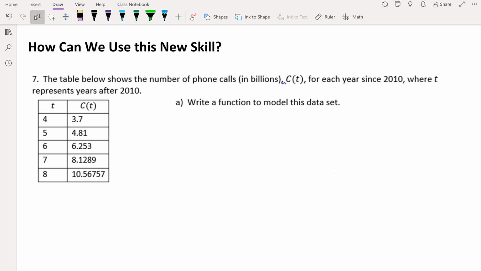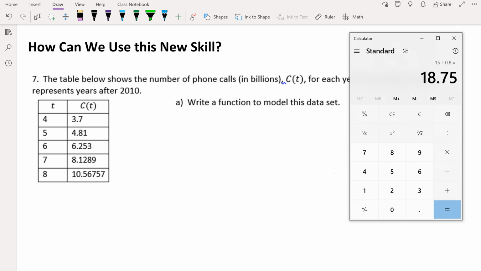So, exponential functions can model a lot of real-world phenomena, like phone calls, for example. Since the year 2010, the number of phone calls that people make has increased. So, you can model the number of phone calls using this exponential table. Now, we don't really know that this is exponential yet. It doesn't tell us that. It says write a function to model this data set. I know that it's exponential, but let me show you how to double check.